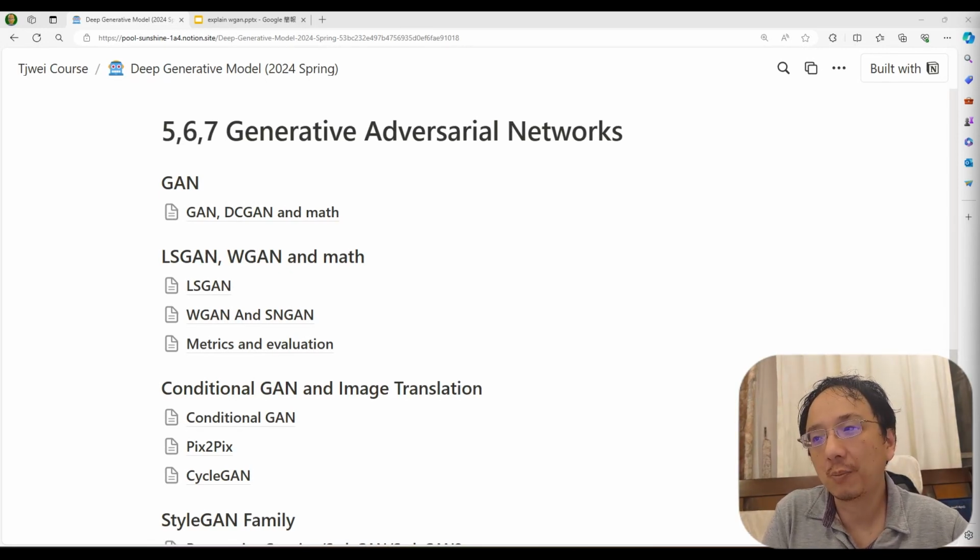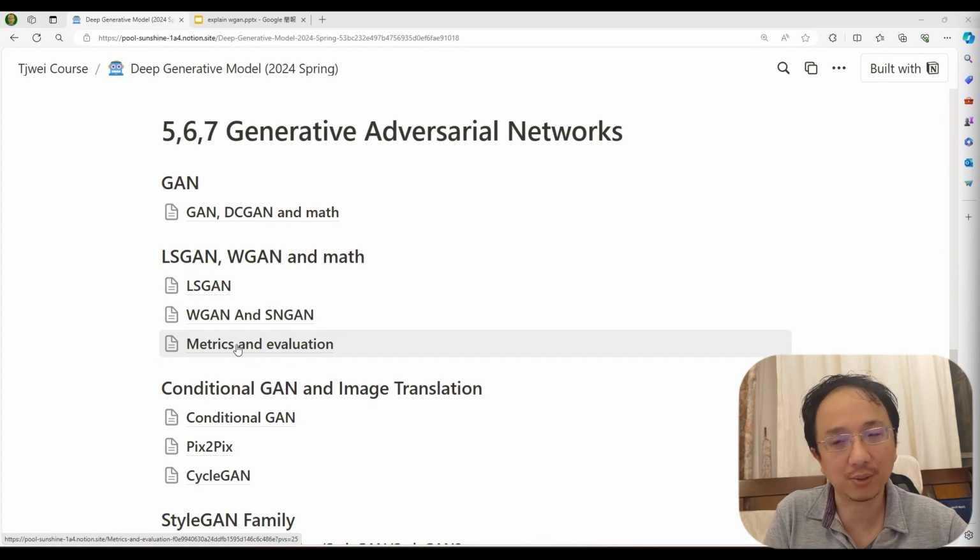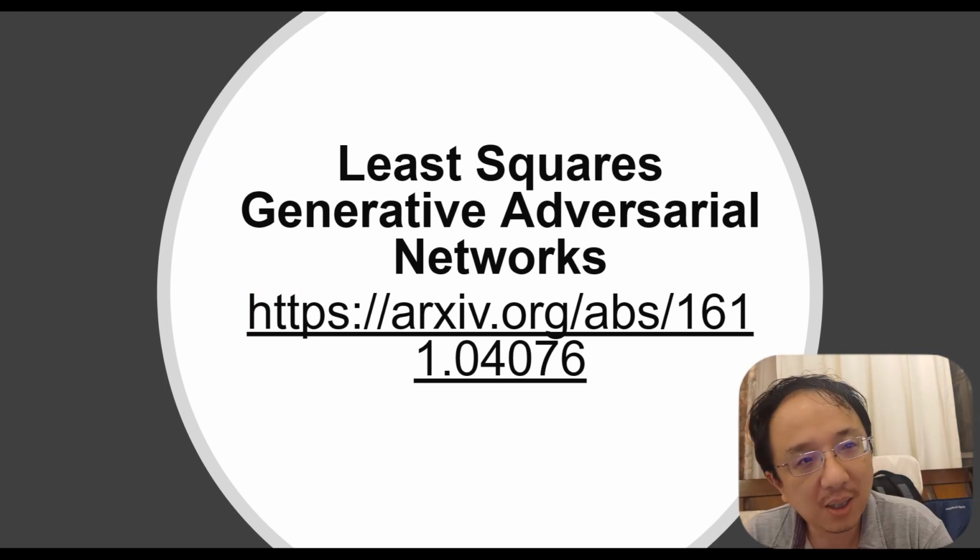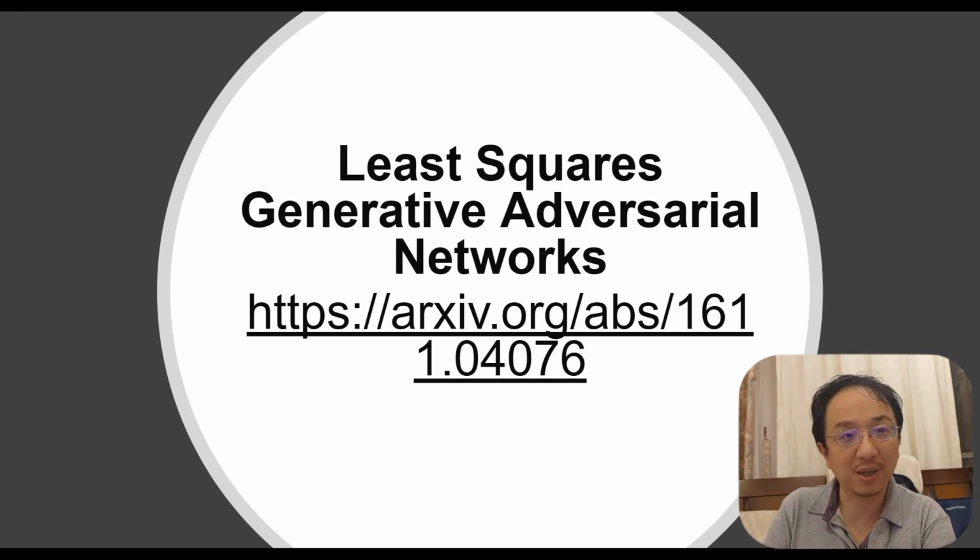Today we are going to talk more about generative adversarial networks. Specifically, we are going to talk about LSGAN, WGAN, and some metrics so that we can evaluate our generative models. So let's talk about the least squares generative adversarial networks.